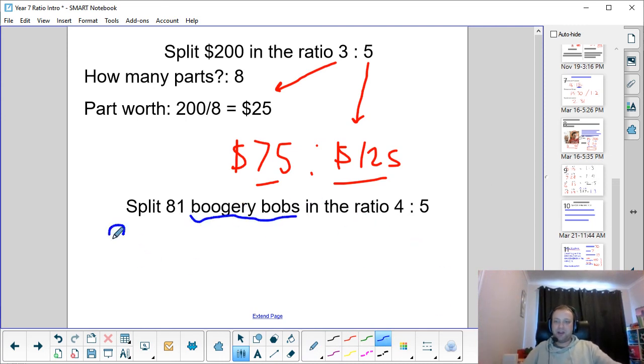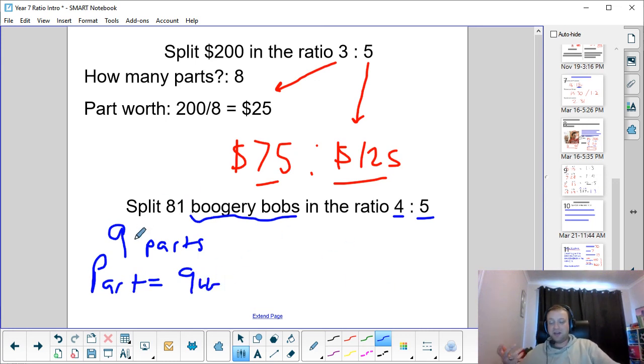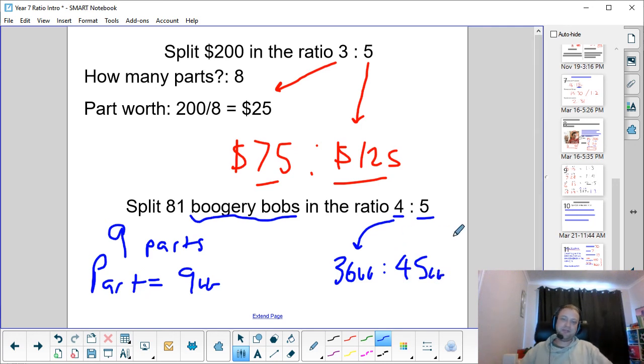So again, we've got 9 parts. And I figured that out because 4 plus 5 is 9, right? So I'm splitting things up. So some guy gets 4, some guy gets 5. 9 parts. And then a part is worth 9 boogery bobs, right? 9 BBs. That's because I went 81 divided by 9, right? I figured out what piles I should be making. I've got 9 piles of 9. And then I'm ready to give these piles out, right? So this person here will get 36 BBs because that is 4 piles of 9, and this one gets 45 because that's 5 piles of 9, right? I've handed out my 81 boogery bobs.